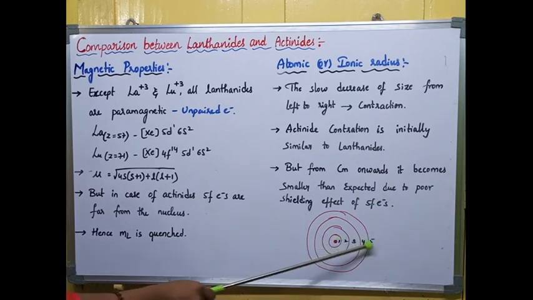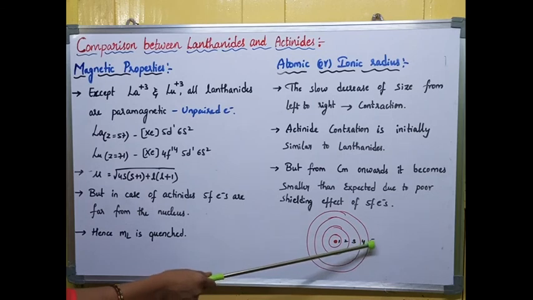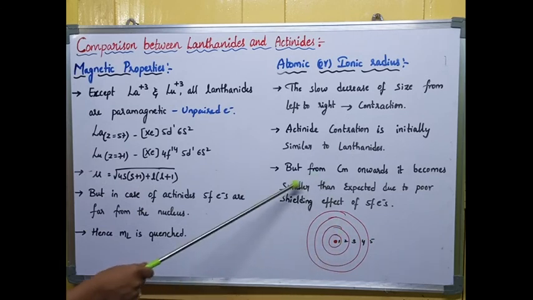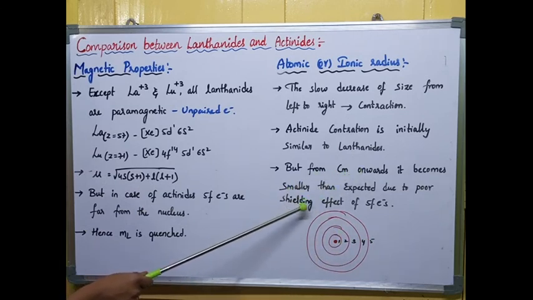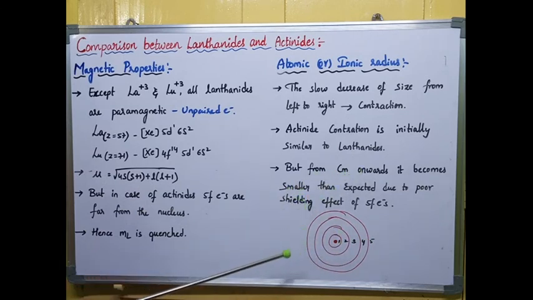Because it is far from the nucleus, and as I already told you, f orbitals have a diffused shape. They do not have a particular shape, so they cannot shield the electrons. When compared to 4f electrons, 5f electrons show less or poor shielding effect. Because of this, from curium onwards, the actinide contraction becomes small.